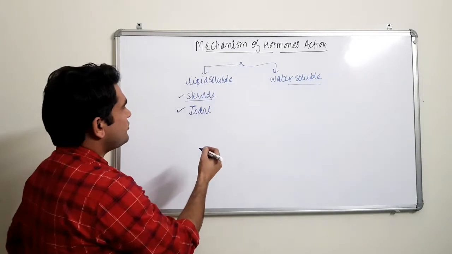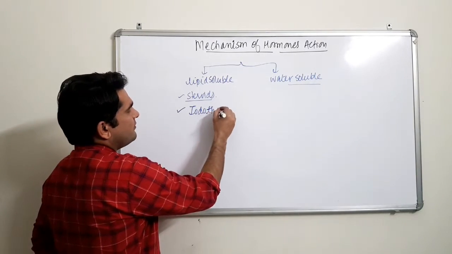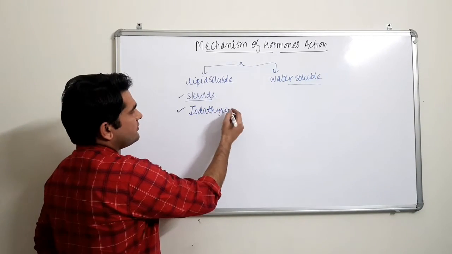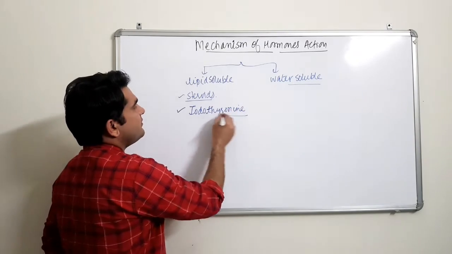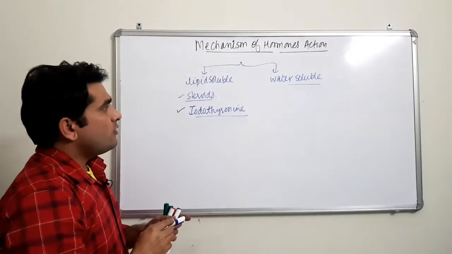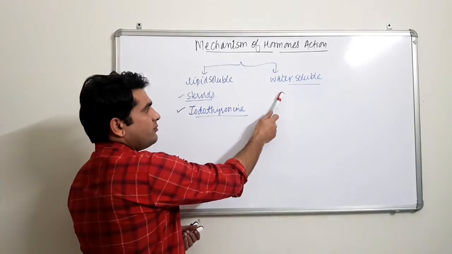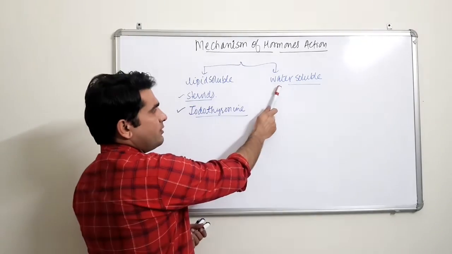And what about the third hormone of the thyroid gland? And what is its composition? TCT is a protein hormone, right? Water soluble, not lipid soluble, they are not allowed to pass through the lipid membrane.